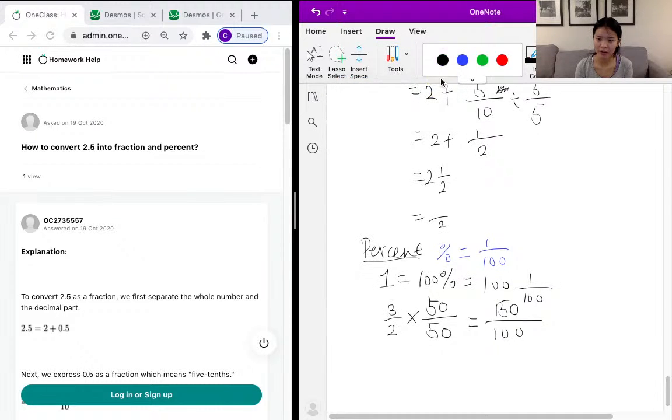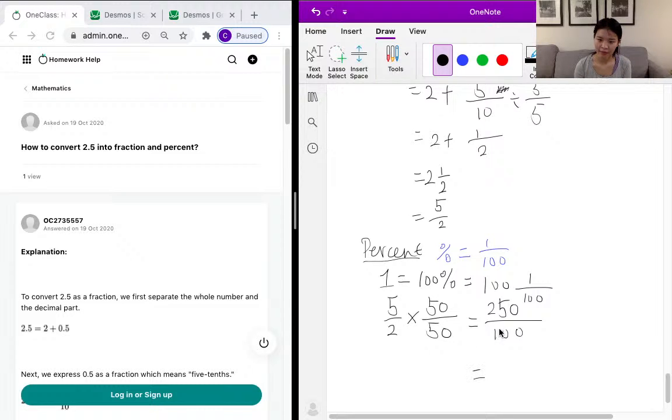I said it's equal to 3/2. Sorry, I lied. It's actually equal to 5/2. So we have 5/2 over here. And at the top we have 5 times 50, which is actually 2. And on the bottom we have 2 times 50, which is 100.